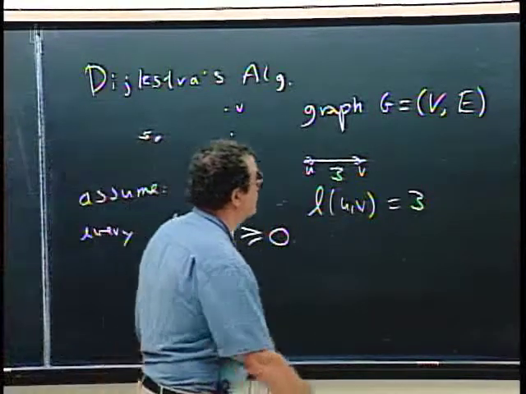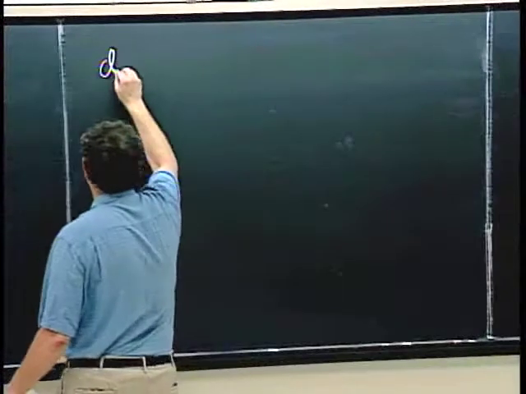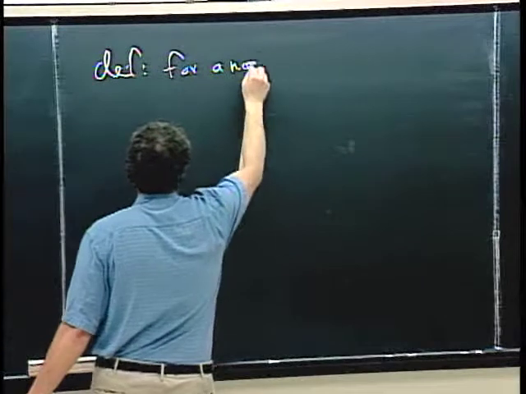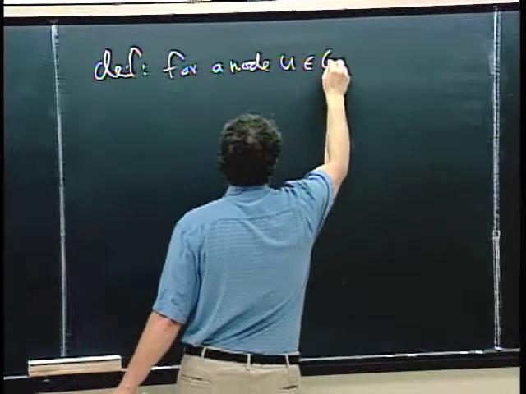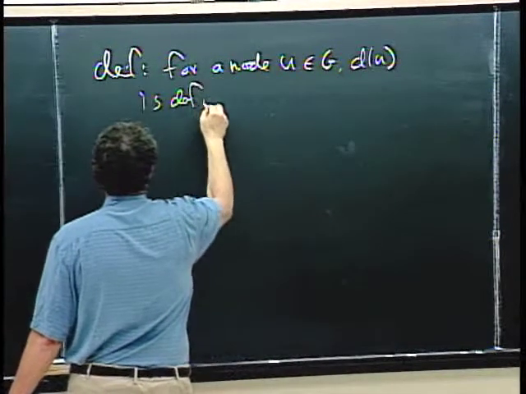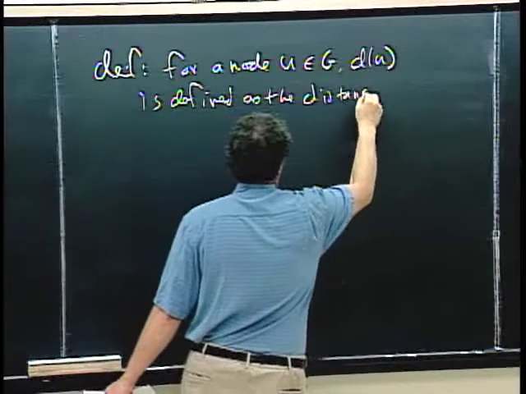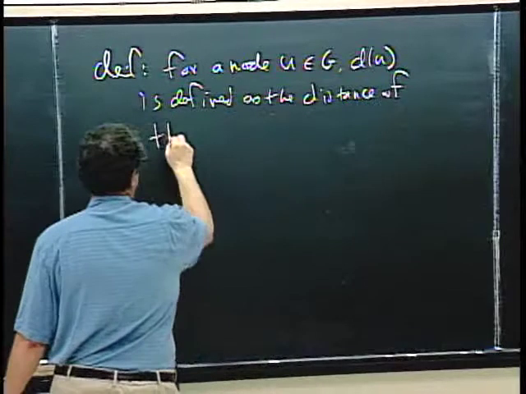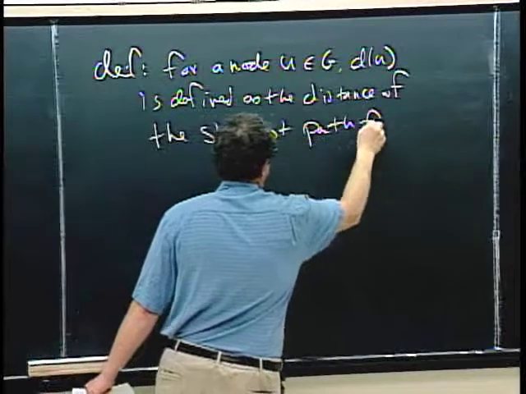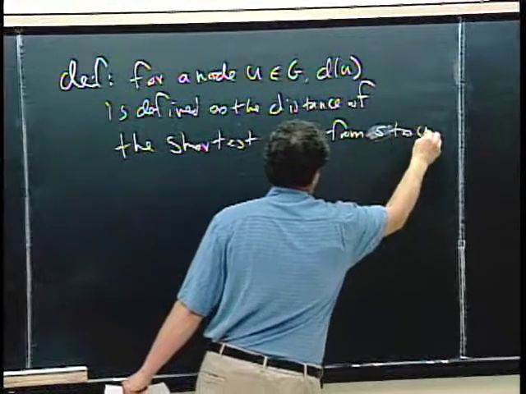So let me define something here. This is a definition for a node U in the graph. D of U is defined as the distance of the shortest path from S, that's the start node, to U.